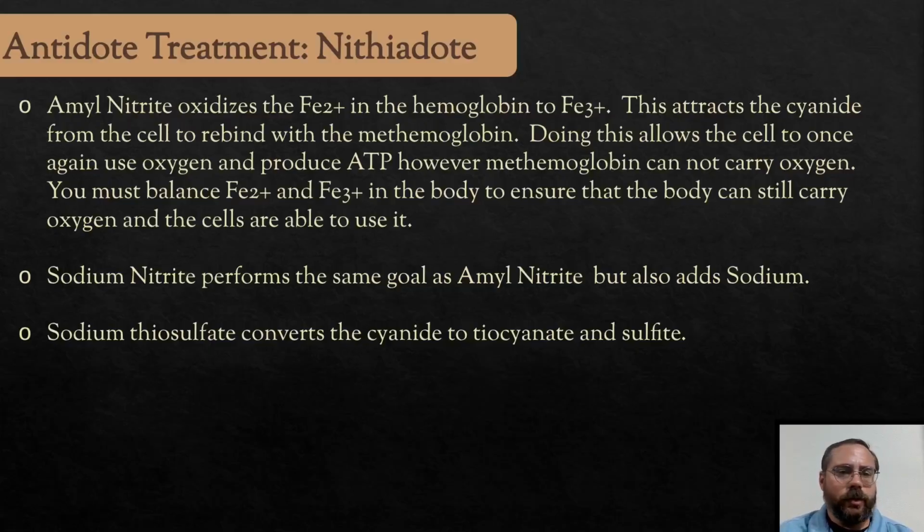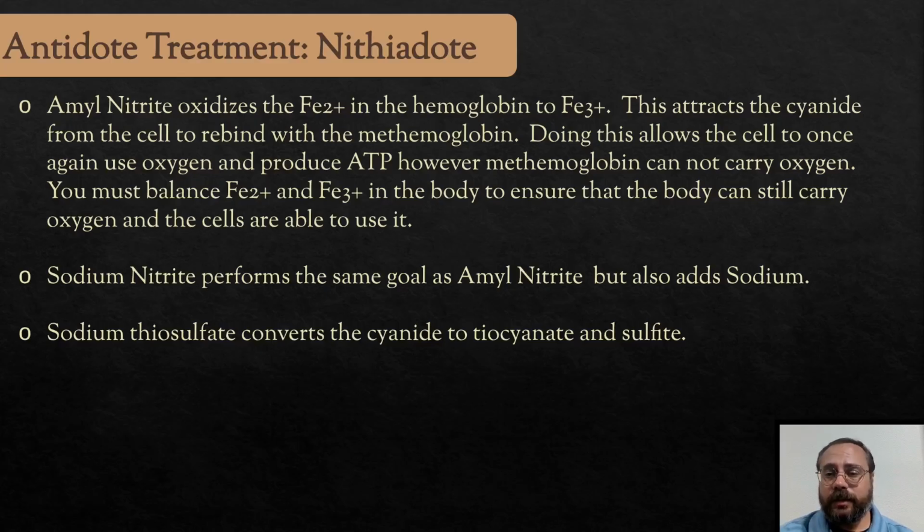Moving into one of our antidote kits. The first one we're going to talk about is the Nithiodote kit. The Nithiodote kit is an older kit. It uses amyl nitrite, which oxidizes the Fe2+ in the hemoglobin to Fe3+. This attracts the cyanide from the cell to rebind with the methemoglobin. Doing this allows the cell to once again use oxygen and produce ATP.